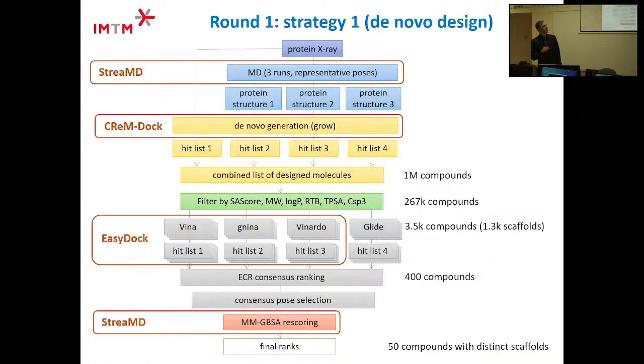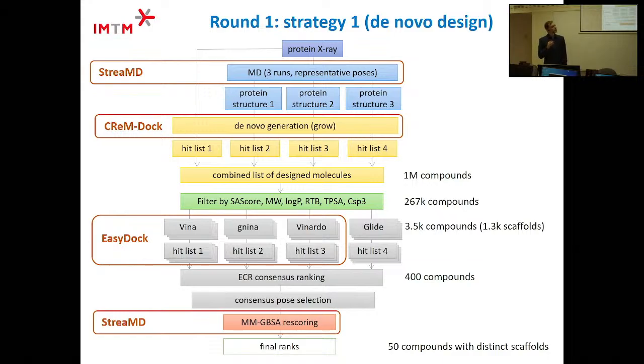And further, we selected 400 compounds, which were rescored using the MM-GBSA approach, again with the StreamMD software, which is pretty convenient and fast to do. And finally, we selected compounds belonging to different Murcko scaffolds. And for every Murcko scaffold, we selected the top scoring compound.